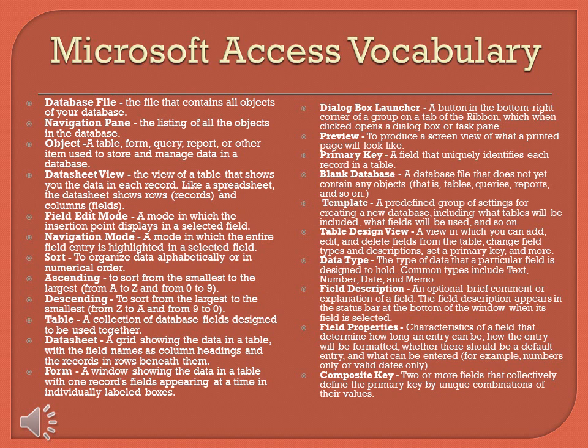We have a dialog box launcher. This is a button in the bottom right corner of a group on a tab of the ribbon, which when clicked opens a dialog box or a task pane. We can preview. This is to produce a screen view of what a printed page would look like. You have a primary key. This is a field that uniquely identifies each record in a table.